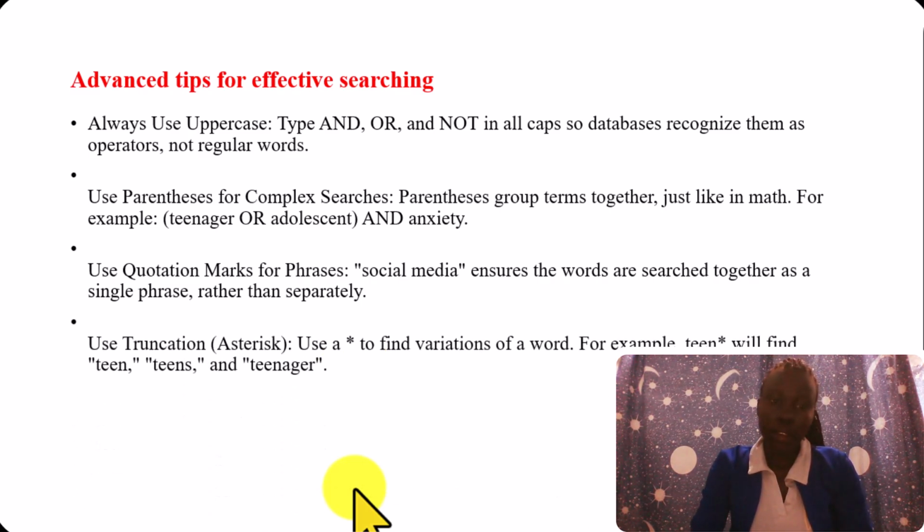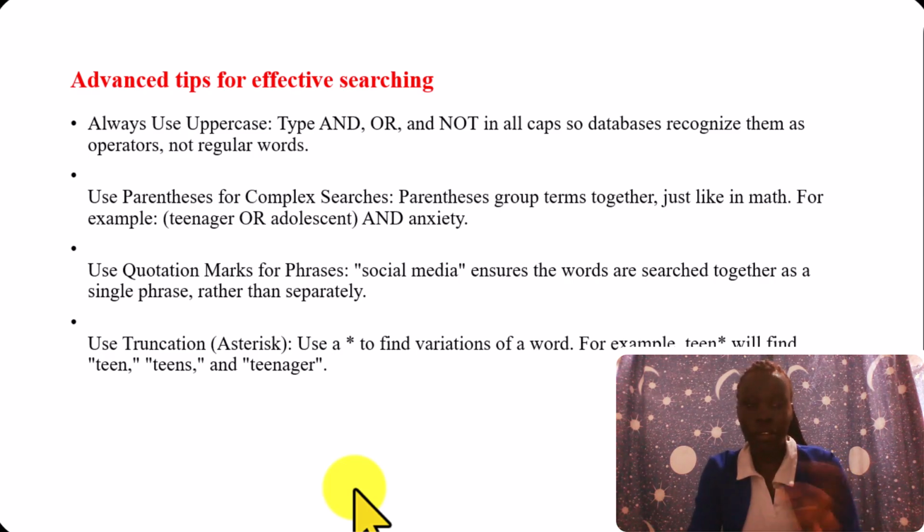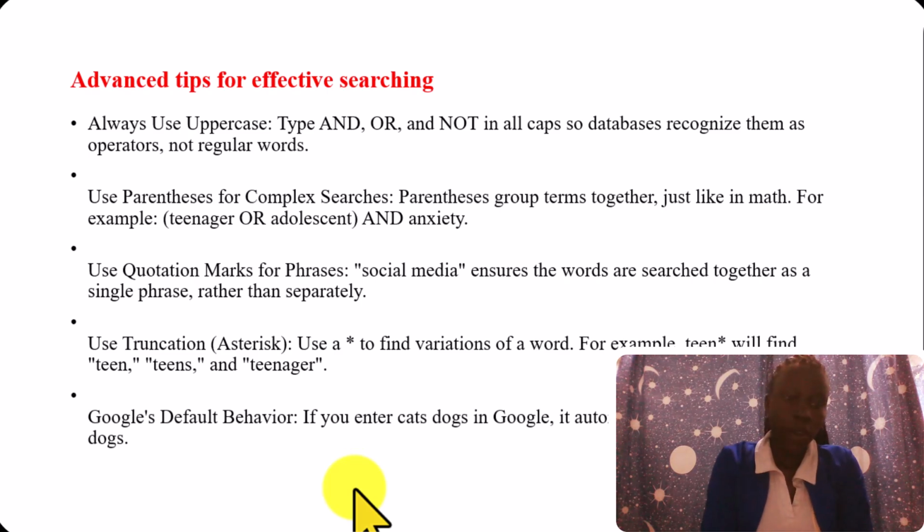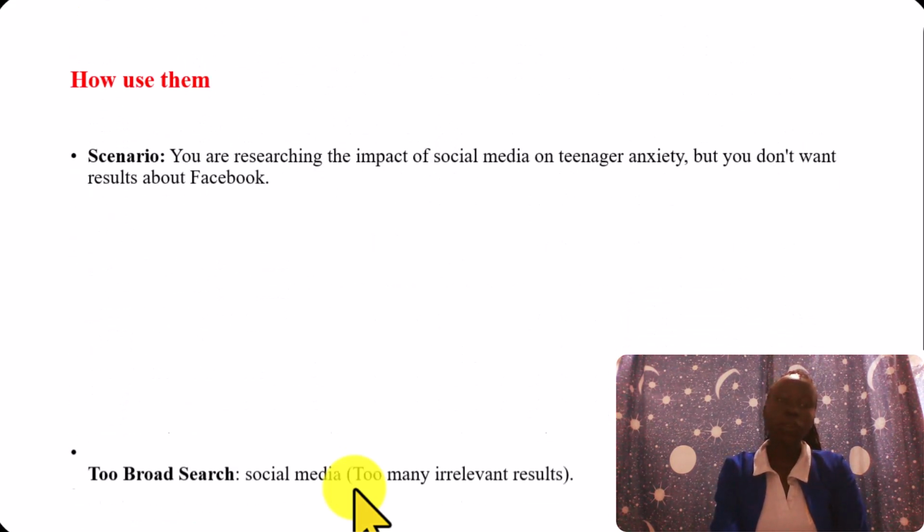Then you can use truncation. We talked about truncation already and I hope you know it. We have the asterisk, that is the star. It is used to find variations of words. For example, teen asterisk finds teen, teens, and teenager. Then we have Google's default behavior. If you enter cats dogs in Google, it automatically assumes cats AND dogs.